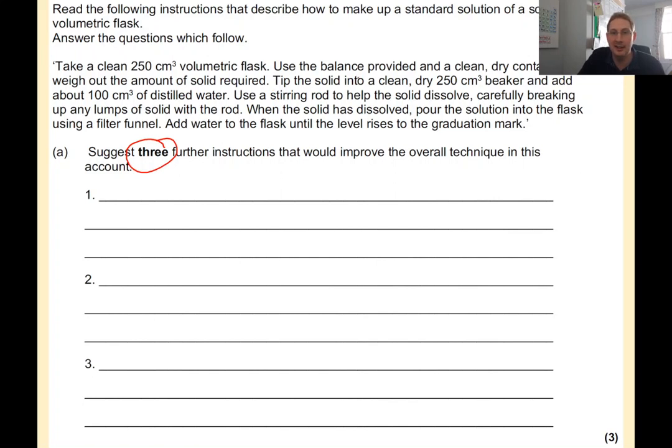Well, the first thing is the idea that we want to weigh by difference. So tip the solid into a clean beaker, reweigh the container. So that would be the first thing, so that we weigh by difference. Use a stirring rod to help the solid dissolve, carefully breaking up any lumps of solid. When the solid is dissolved, pour the solution into the flask using a filter funnel. And then the idea of adding the washings would be an obvious one. So rinse out the stuff from the beaker through the funnel many times. Fill it to the graduation mark and then invert to mix.